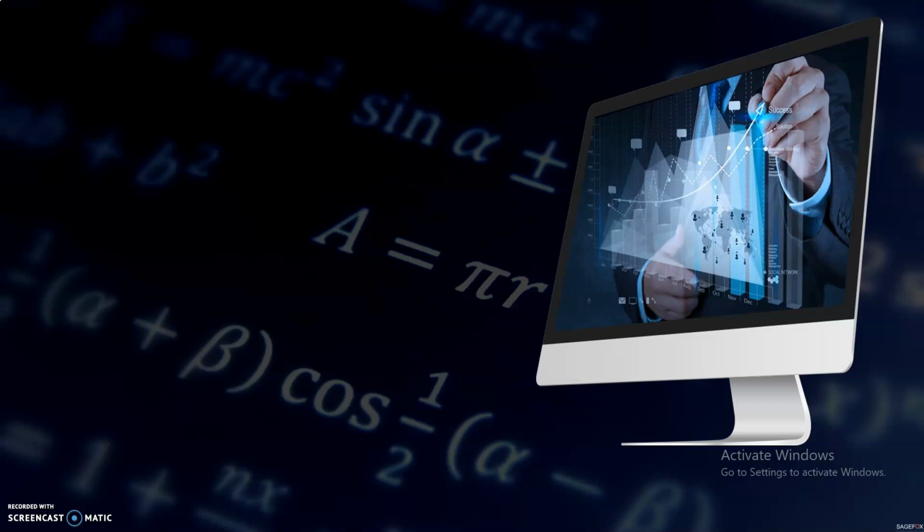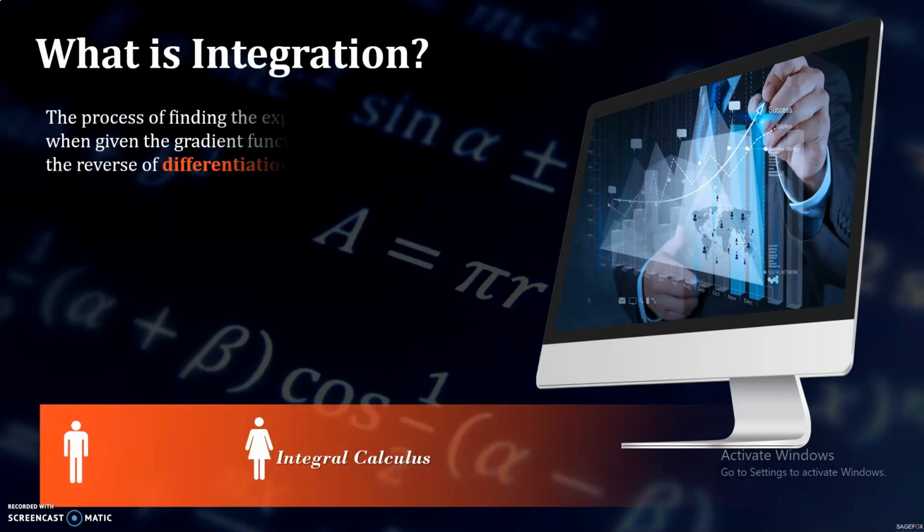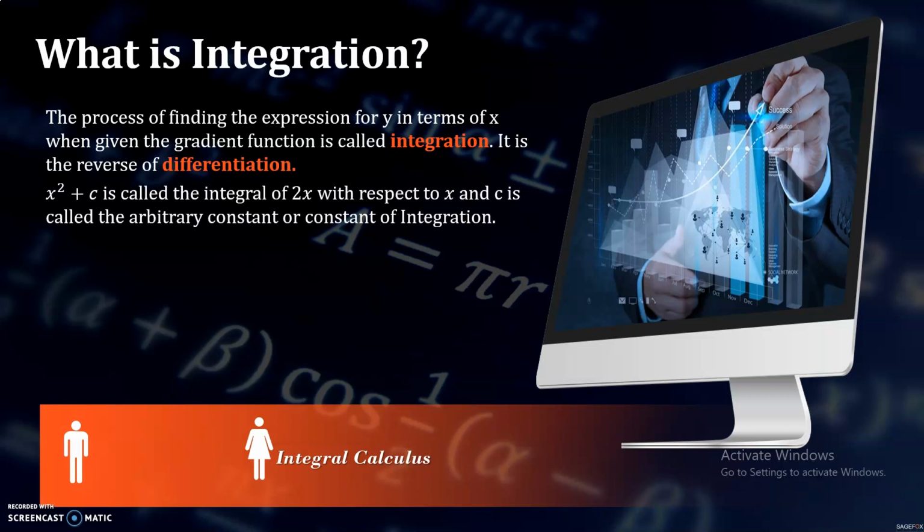So what is integration? We can say integration is the process of finding the expression of y in terms of x when given the gradient function. It is the reverse of differentiation. You're given a gradient function, that is dy/dx. The process of finding the original equation is actually integration. So x squared plus c is called the integral of 2x with respect to x, and c is called the arbitrary constant or constant of integration.